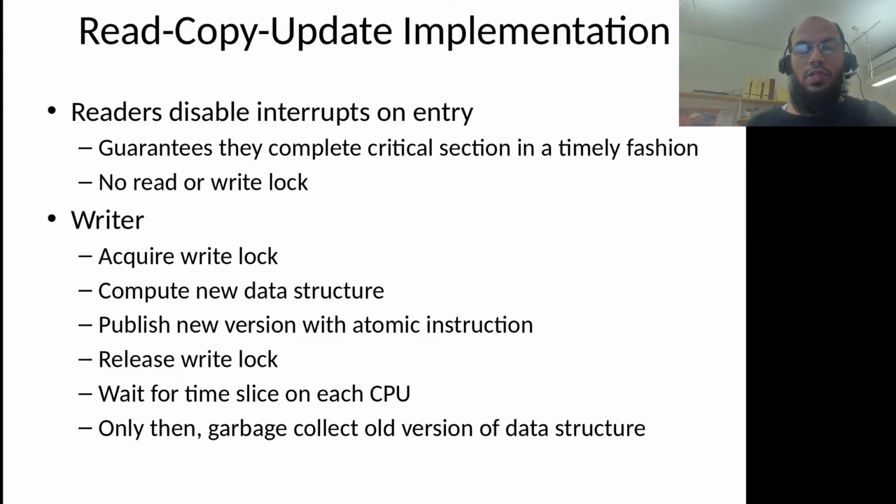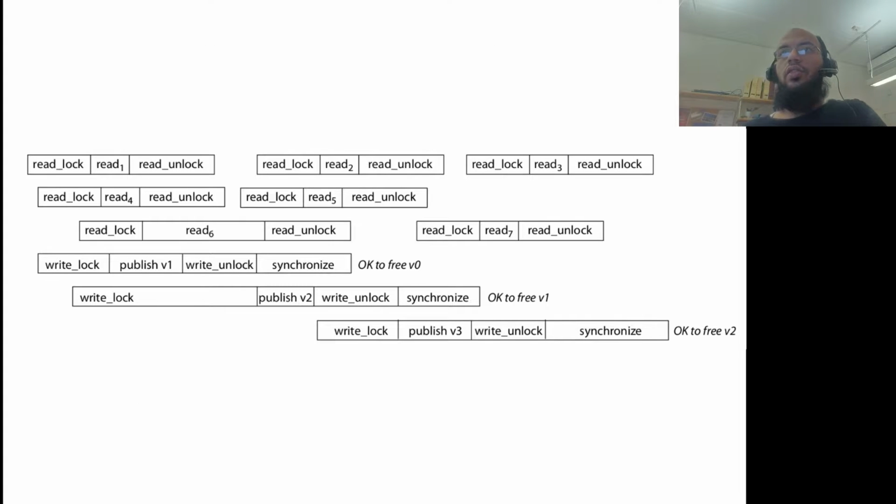and then it's just a mess of inconsistencies. The writer, on the other hand, needs to actually run, so acquire the lock, compute the new data structure, publish the new version, release the lock for others to write, but still the writer is not done. It needs to wait for the grace period before it's actually done. And then after the grace period, the writer has to delete the old data, and then the writer is now considered done.